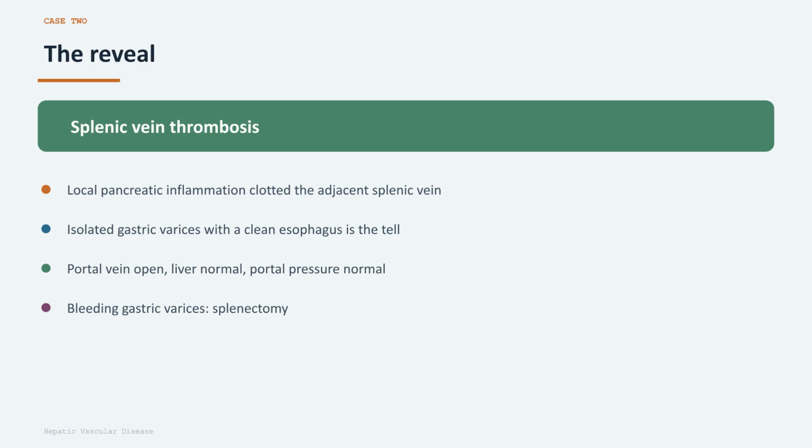Now the spleen has to drain some other way. Blood detours through veins in the wall of the stomach, which enlarge into isolated gastric varices. Meanwhile, the portal vein is open. The liver is normal, and portal pressure is normal, which is exactly why the esophagus is clean. For bleeding gastric varices from splenic vein thrombosis, the treatment is splenectomy.